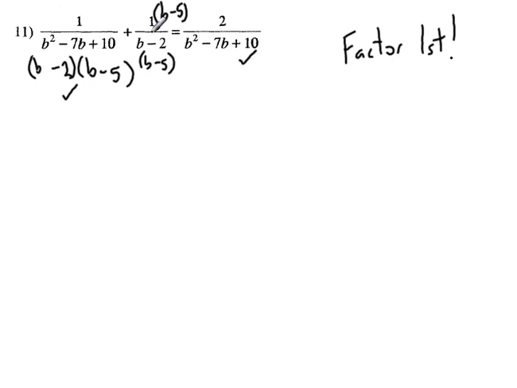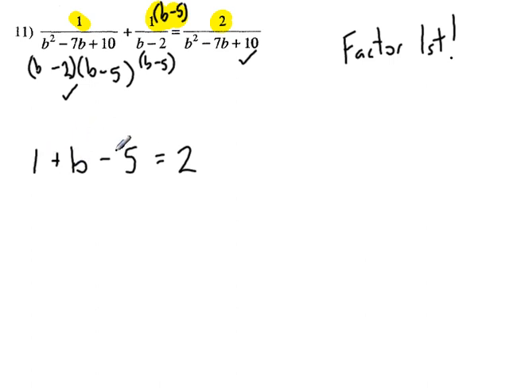Just that middle one. Now when I multiply both sides by b minus 2, b minus 5, everything goes away. I'm going to have this term equaling this term. That's what the entire top will be. 1 plus b minus 5 equals 2. That's what that entire problem boils down to.